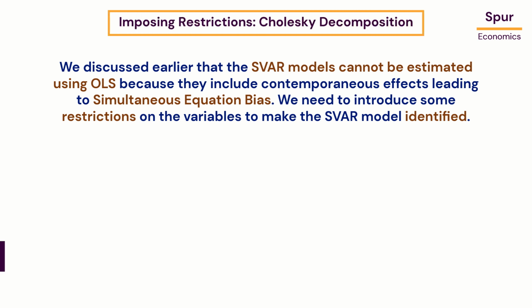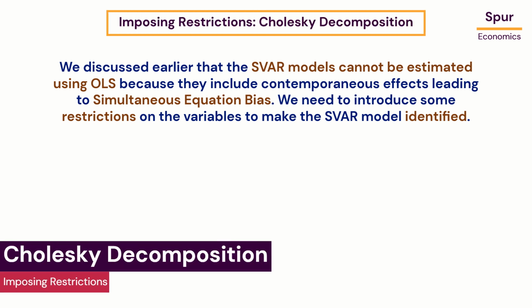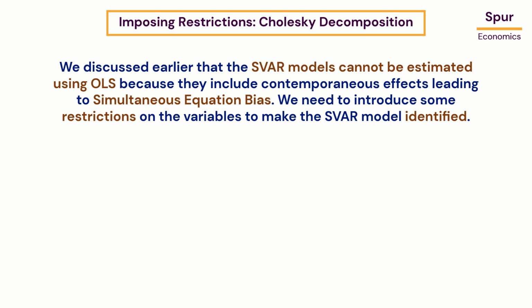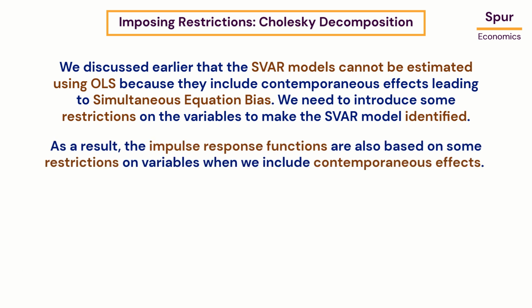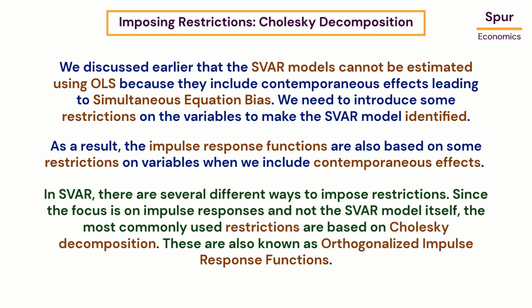We discussed earlier that the SVAR models cannot be estimated using OLS because they include contemporaneous effects, leading to simultaneous equation bias. We need to introduce some restrictions on the variables to make the SVAR model identified. As a result, the impulse response functions are also based on some restrictions on variables when we include contemporaneous effects. In SVAR, there are several different ways to impose restrictions. Since the focus is on impulse responses and not the SVAR model itself, the most commonly used restrictions are based on Cholesky decomposition. These are also known as orthogonalized impulse response functions.